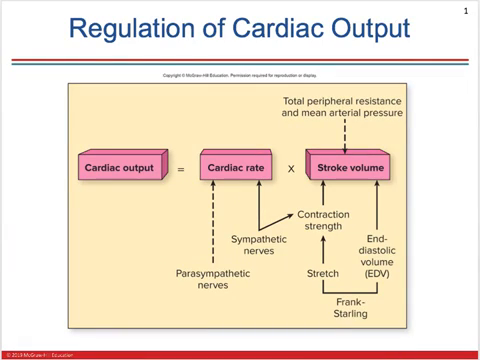This is where we left off last time, and we were talking about how cardiac output is affected by cardiac rate, heart rate, and by stroke volume. One of the things that influenced stroke volume was end diastolic volume. And if you remember, this is the volume inside the ventricle right at the end of diastole. This is when the ventricles are most full of blood, right before they enter systole.